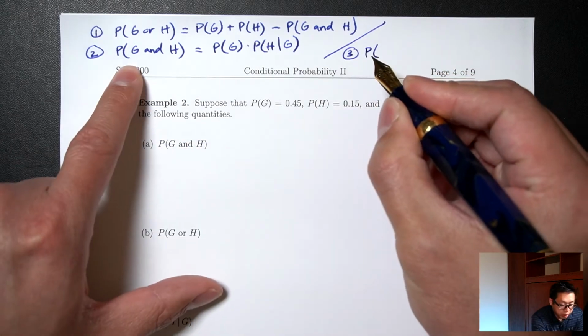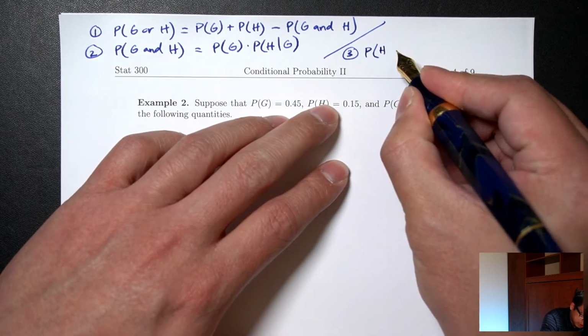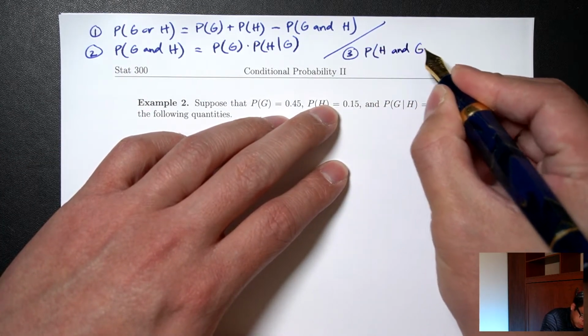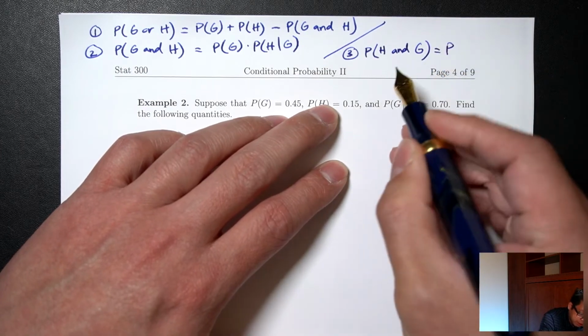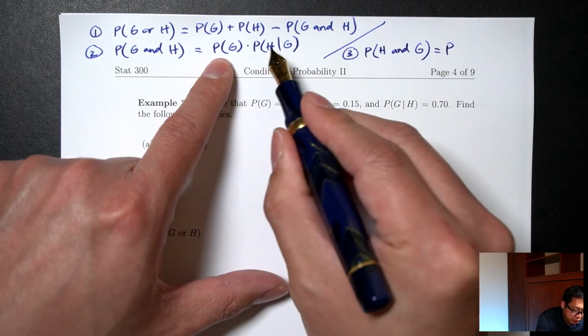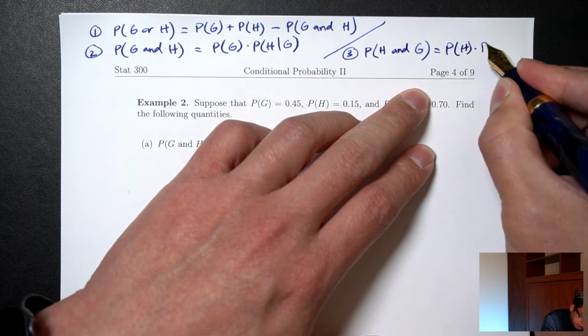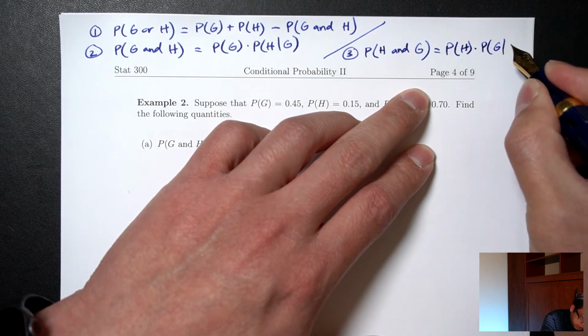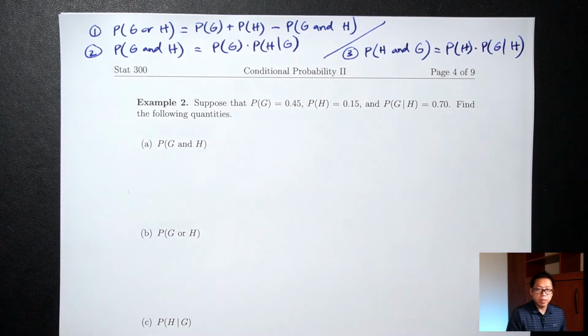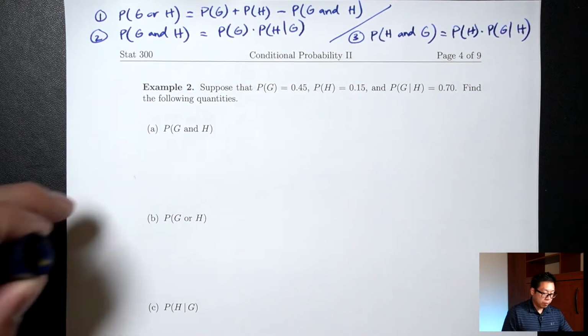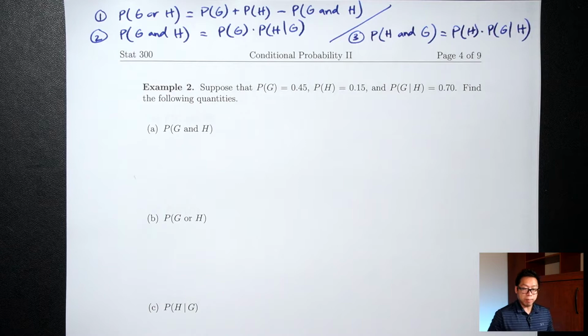So I'll just switch the G and H. So that's H and G equals, then it's going to go H, G, H. So alternate. H, G given H. Okay, and that's all we need for the rest of this question here.